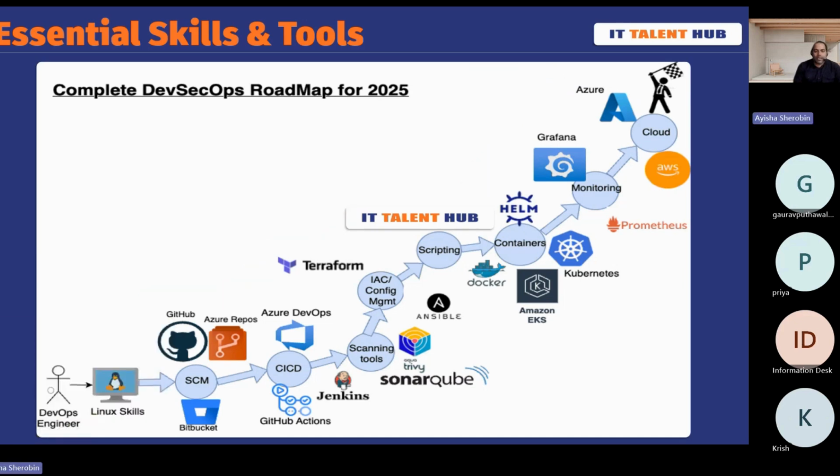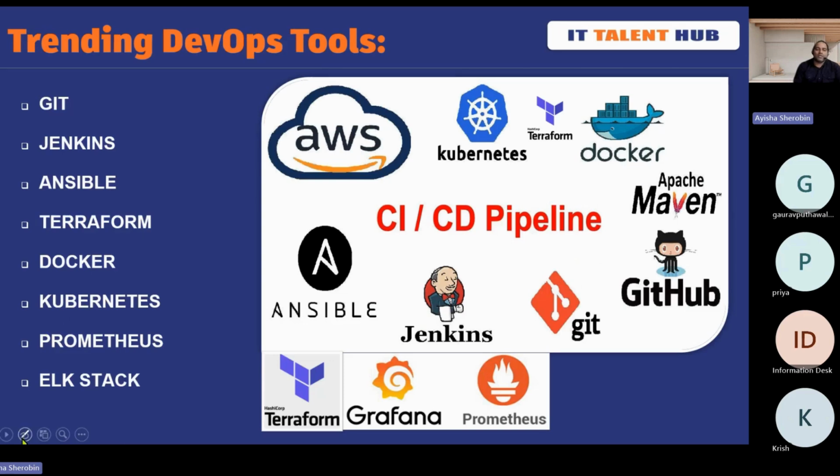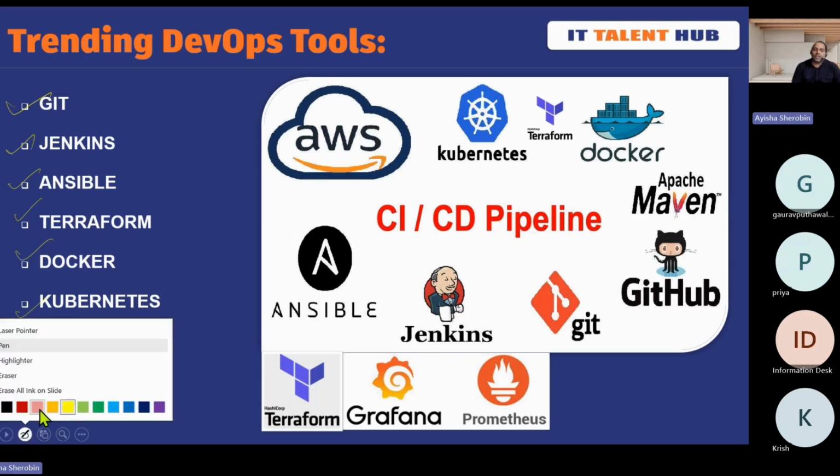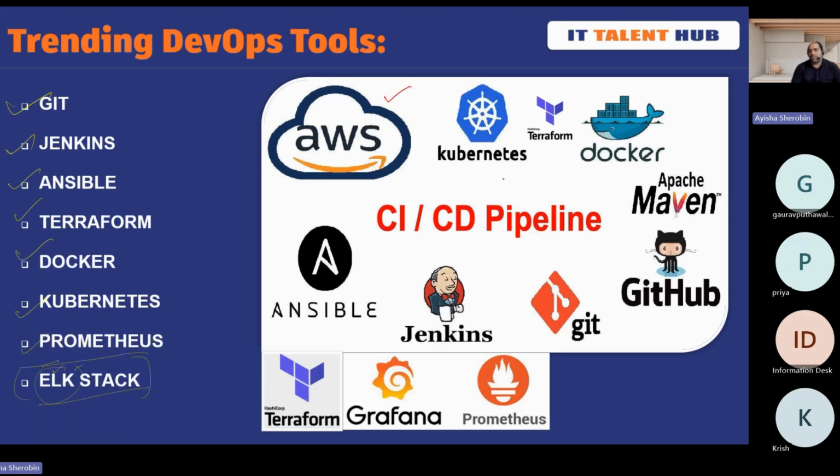Okay. And these are the most trending tools that we are discussing now. Just now in our job descriptions, we have seen what tools are trending, like Git, GitHub, Jenkins, Ansible, Terraform, Docker, Kubernetes, Prometheus, and ELK Stack. This is for Elasticsearch, Logstash, and Kibana. These are for log monitoring. These are the technologies that we are learning, as I mentioned: AWS, Kubernetes, Terraform, Docker, Maven, Apache, Ansible, Jenkins, GitHub, Prometheus, Grafana, and all of this. Anyhow, we will be covering all of these trending tools in our courses.